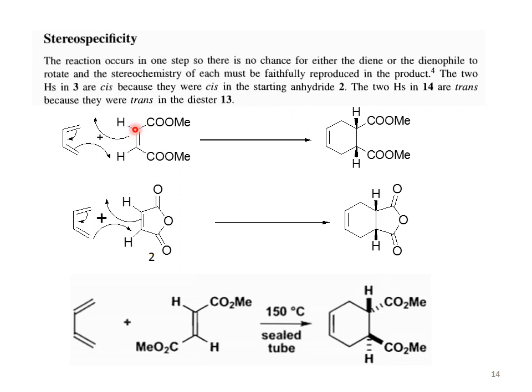is reproduced in the product. See this one, this is an anhydride, this is another dienophile. The two hydrogens are on the same side of the double bond, on the same side of the dienophile. So these are cis in the reactant, so these are also cis in the product. Both hydrogens are shown with a bold line above the plane. Both hydrogens are above the plane, so these hydrogens are also cis here in the product.